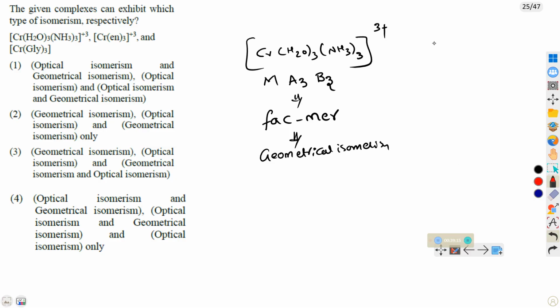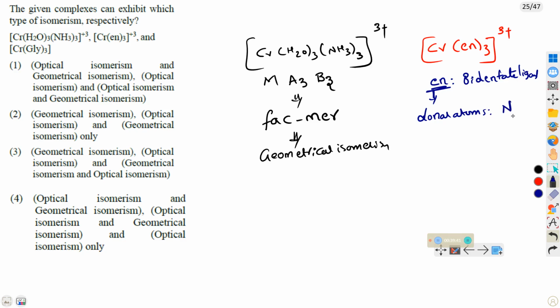Next one, Cr(en)3 3+. En is a bidentate ligand. Donor atoms are nitrogen, nitrogen. Donor atoms remain the same. So a bidentate ligand is present and the donor atoms remain the same, which means this is a symmetrical bidentate ligand. Symmetrical bidentate ligand is present. It exhibits only optical isomerism.